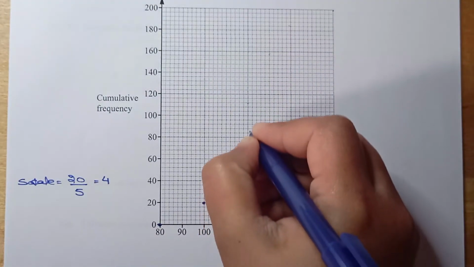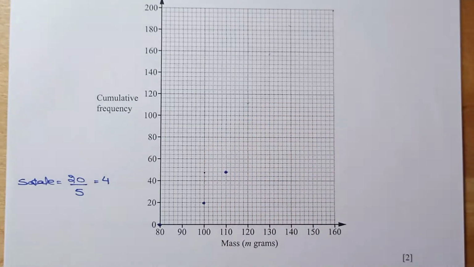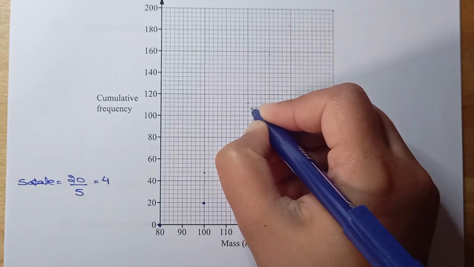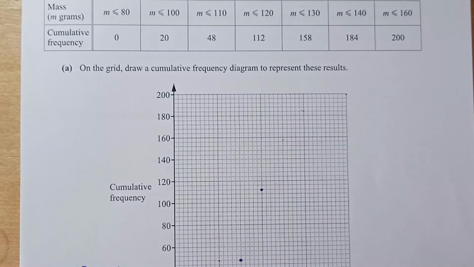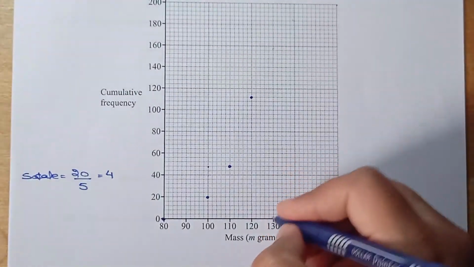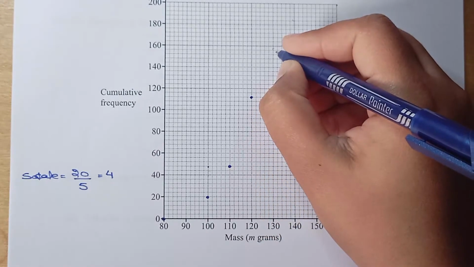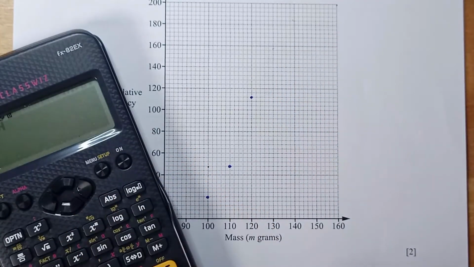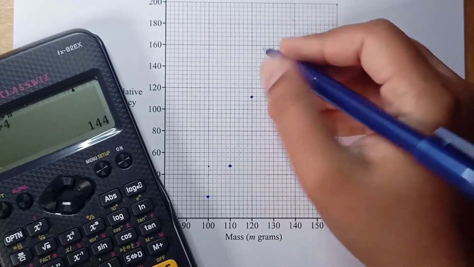Adding 4. Okay, for 120, it is 112. At 100, it's 100, then adding 4 is 104, then 108, and then 112, this point. Okay, next is 130 and then 158. For 130, we have 158. Okay, so this is 140 and then 160. So 140, adding 4, this is the 130 line. Yes, this is 140.